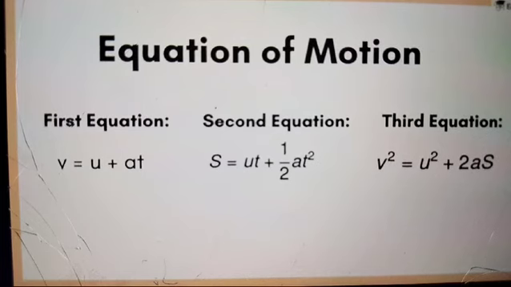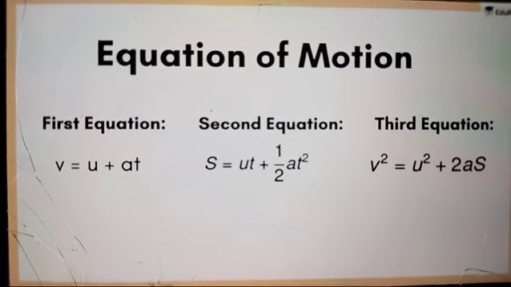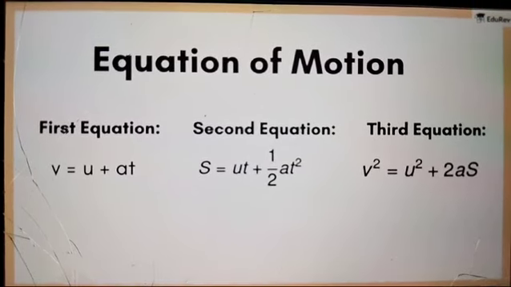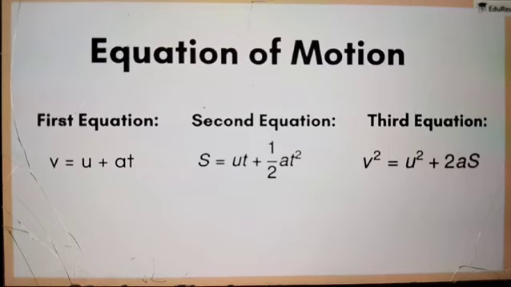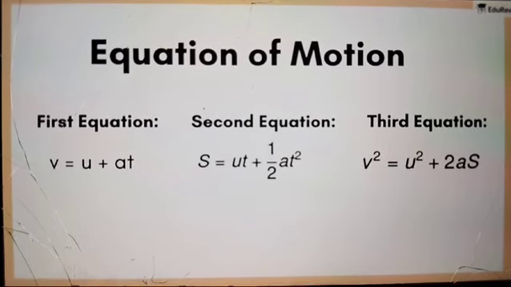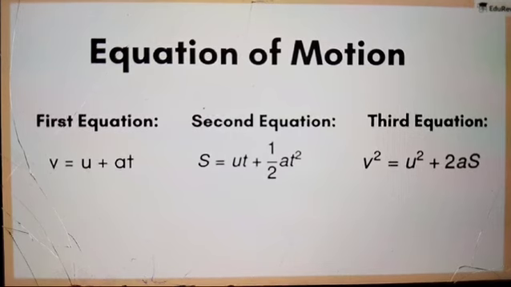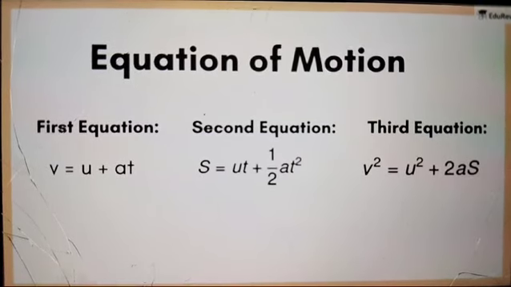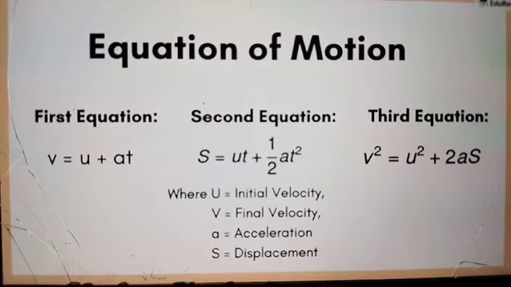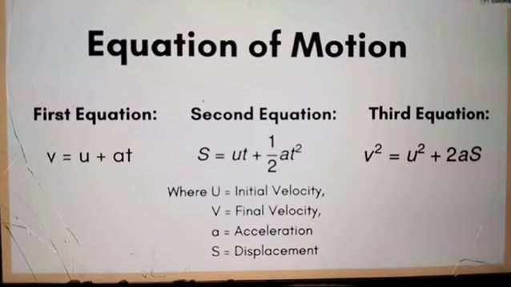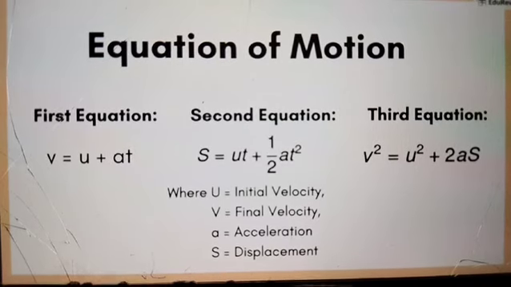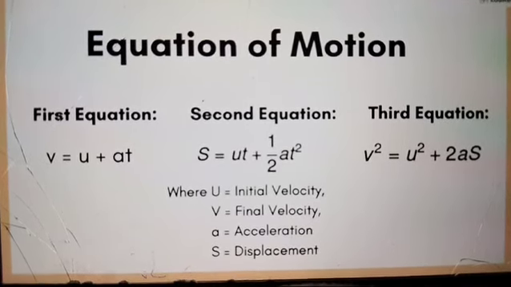Now, when it comes to motion, there are three main equations that we use to solve a problem. The first equation is v is equal to u plus at. The second equation is s is equal to ut plus half at square. The third equation is v square is equal to u square plus 2as. In all these equations, u is equal to initial velocity, v is equal to final velocity, a is equal to acceleration, s is equal to displacement.